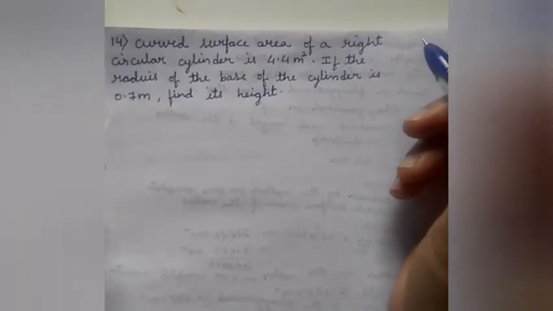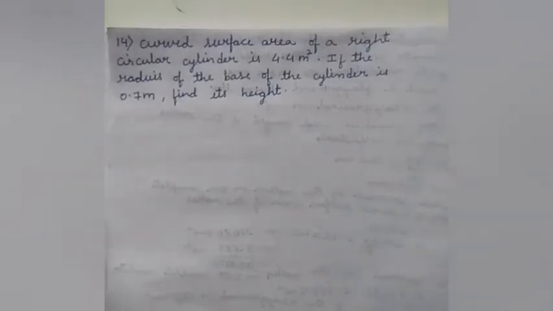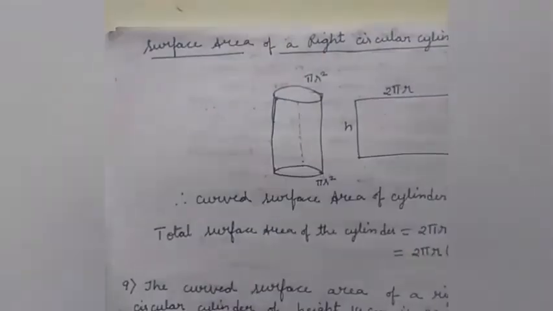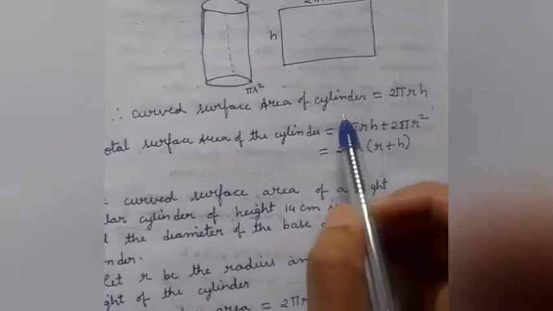Hello students, let us continue with the problems on surface areas and volumes. In our last class, after completing the problems on surface area of the cuboid and cube, we had started with the problems on surface area of a right circular cylinder. We have also studied about the total surface area and the curved surface area of the cylinder.